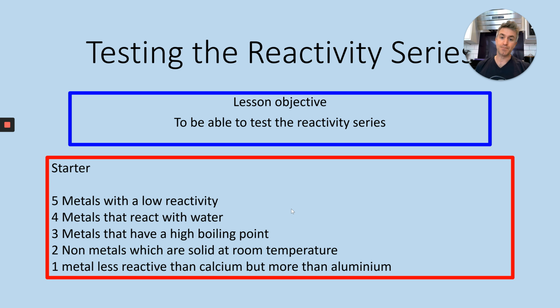We're going to start off with a few questions. First, you'll need a periodic table, look at your periodic table, can you give me 5 metals that have a low reactivity, 4 metals that react with water, 3 metals that have a high boiling point, 2 non-metals that are solid at room temperature, and 1 metal less reactive than calcium but more than aluminium. So in a second you're going to pause, you're going to write down the answers, and then when you've done that, unpause and I'll go through those with you. Okay, go.